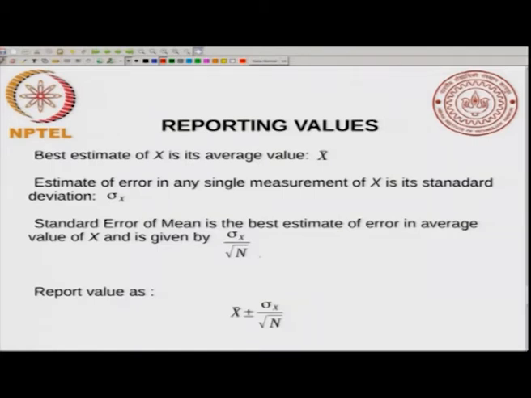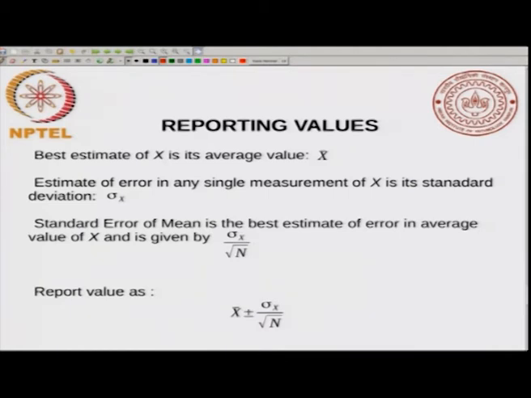And important to notice is that as n increases, even if sigma x does not change, your error estimate, your standard error of mean, goes down. That means as n increases, the error in x bar goes down. So, if you make more measurements, then you say that your x bar becomes more precise. So, the correct way to report the value is x bar plus minus sigma x divided by square root of n. So, this is the estimation of the error.